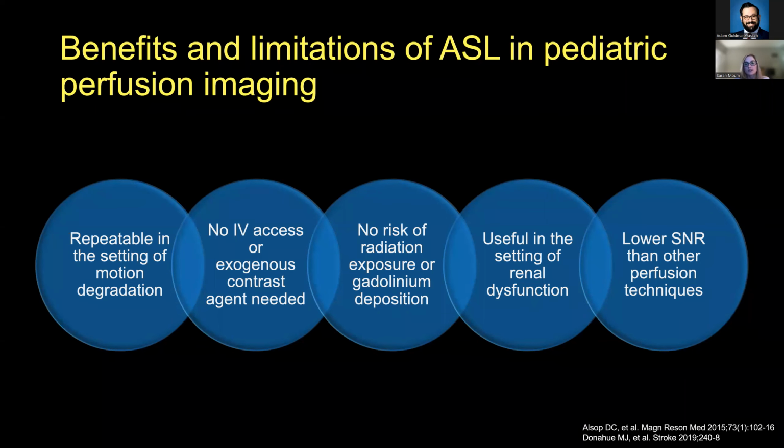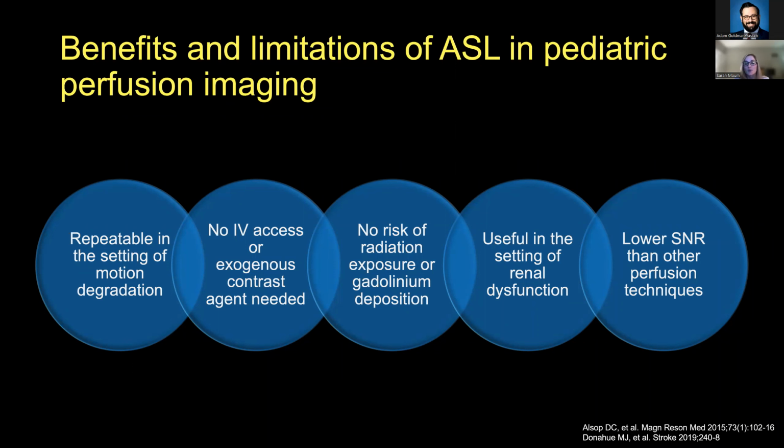ASL is an awesome alternative to CT perfusion for children. It allows us to get an estimation of cerebral blood flow without the need for contrast. As an MR technique, ASL also has all the advantages of MRI. There's no radiation, no contrast, no IV access. Because it's non-contrast, we don't have to worry about gadolinium exposure. Also, because we don't need to time a contrast bolus, we can repeat this as many times as needed to get a diagnostic sequence.